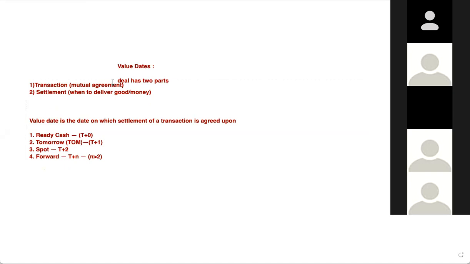Clear? Any doubts? Yes, ma'am. No doubt, ma'am. So this is what this thing is. Then there is one more thing. Types of transaction, number 5.